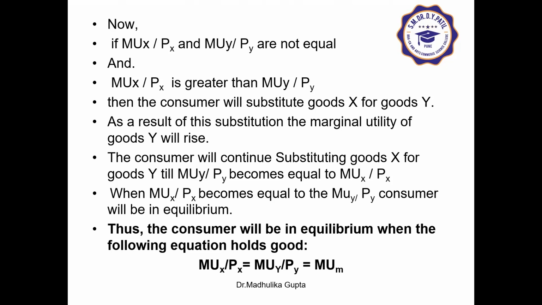Thus, the consumer will be in equilibrium when the following equation holds good. Just read it. Understand? So the marginal utility per rupee derived from X should be equal to that derived from Y. Then only the consumer is in equilibrium. This is the law of equimarginal utility.